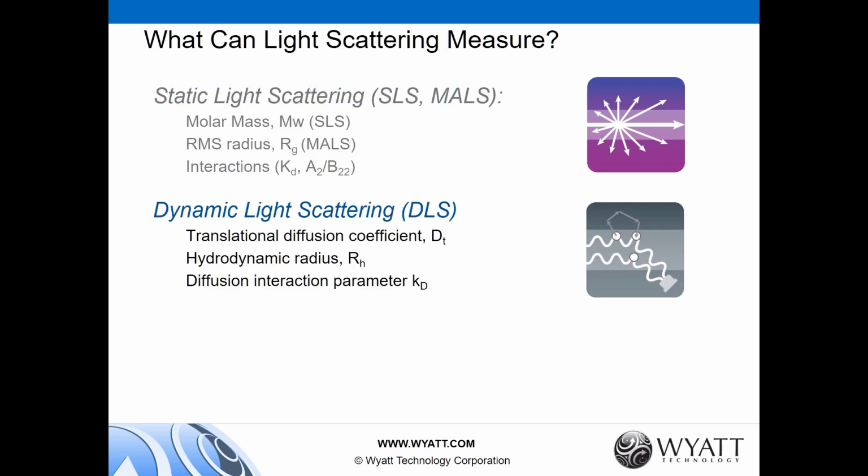Dynamic light scattering takes advantage of the rapid fluctuations in scattered intensity that arise due to diffusion under Brownian motion. So by measuring the rate of fluctuations, we can determine the diffusion coefficient, and that in turn can be converted to a measure of size, the hydrodynamic radius RH. Measuring the diffusion coefficient versus concentration will allow us then to calculate another indicator of nonspecific protein-protein interactions, the diffusion interaction parameter KD.